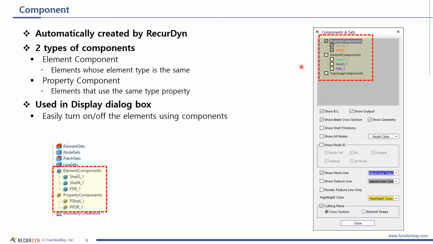Property component is a collection of the elements that use the same property. Element component is a collection of the same type of elements. When you want to display only a specific type of elements or display only the elements that use a specific property, you can turn this option on and off in the dialog box.